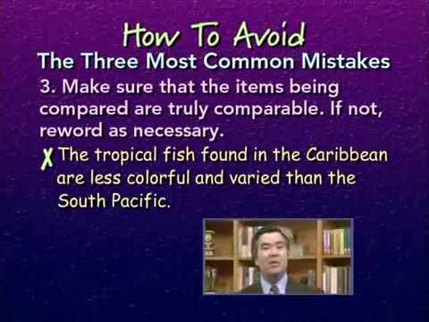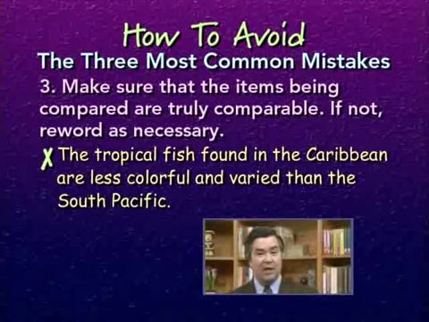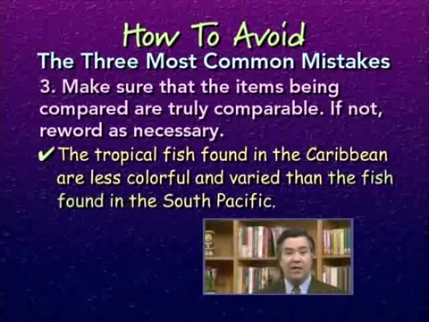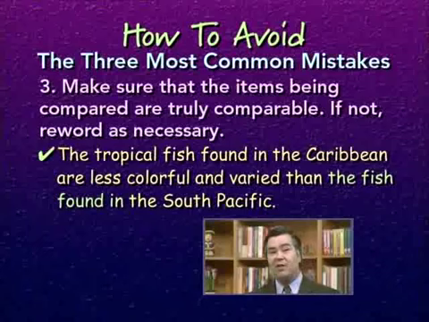One way would simply be to add in the words to make it clear what's being compared. So, for example, the sentence would be correct if it read, the tropical fish found in the Caribbean are less colorful and varied than the fish found in the South Pacific. Now, it's clear that he's comparing two groups of fish.